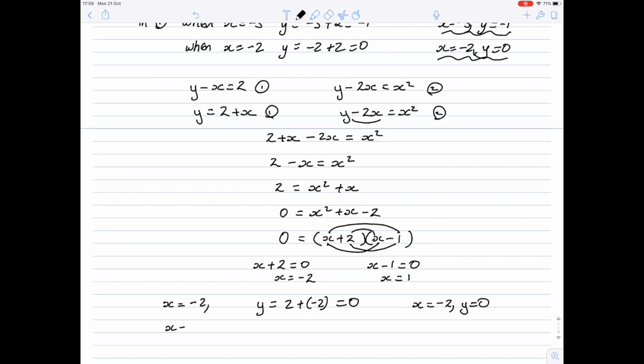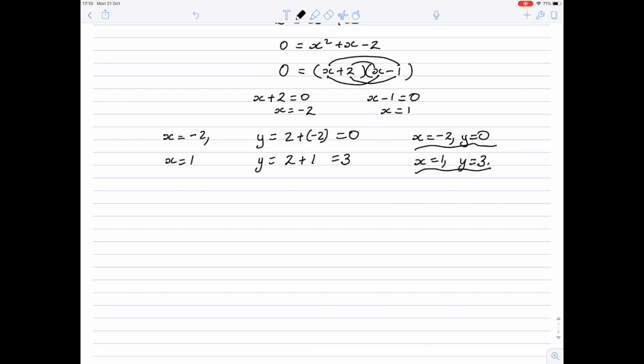Then I take the value of x to be 1. Again, putting it in the rewritten form of equation 1. y is equal to 2 plus the value of x, which is 1. So y is equal to 3. So my second pair of values is x equals 1 and y equals 3. And there we have, as before, two sets of answers for this pair of equations.